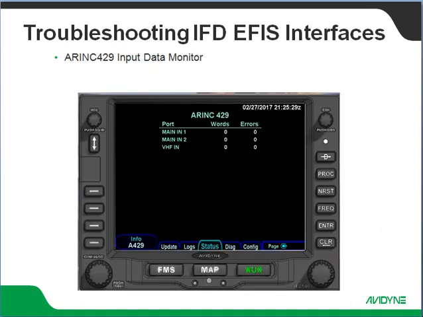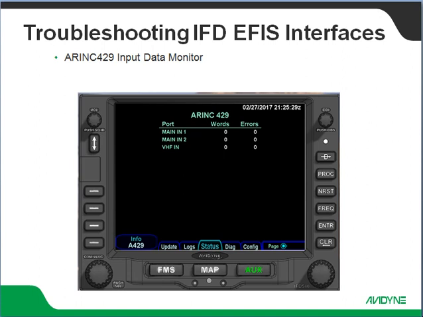Oh, I skipped one. Sorry. Another screen that is useful in maintenance mode is our ARINC 429 data input monitor. What this does is monitor the ARINC 429 ports coming in to the IFD. So we should be able to go here, and with a PFD or EFIS system powered on, we should see some data coming in on these ports, assuming they're the ones that are wired and configured.